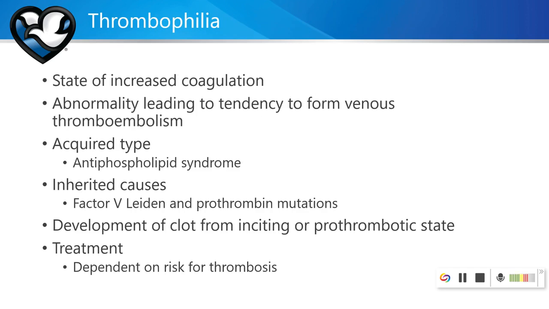And lastly, thrombophilia. This is a state of increased coagulation and is due to an abnormality in the coagulation system, leading to the tendency to form venous thromboembolisms. Antiphospholipid syndrome is an example of an acquired type of thrombophilia, and arterial and venous thrombosis are a complication. Inherited causes are commonly due to factor V Leiden and prothrombin mutations.